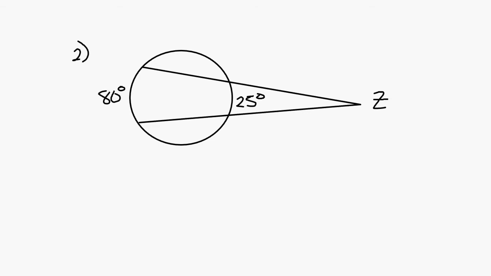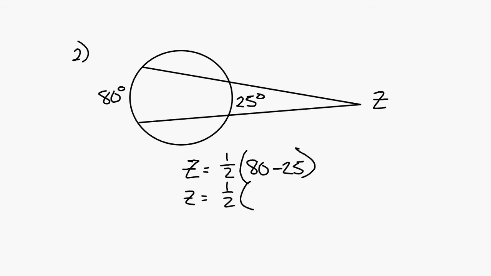So angle Z will be equal to 1/2 times big arc, which is 80, minus little arc, which is 25. So angle Z is going to be equal to 1/2 of 80 minus 25, 55, and half of 55, 27.5. Angle Z would be equal to 27.5 degrees.